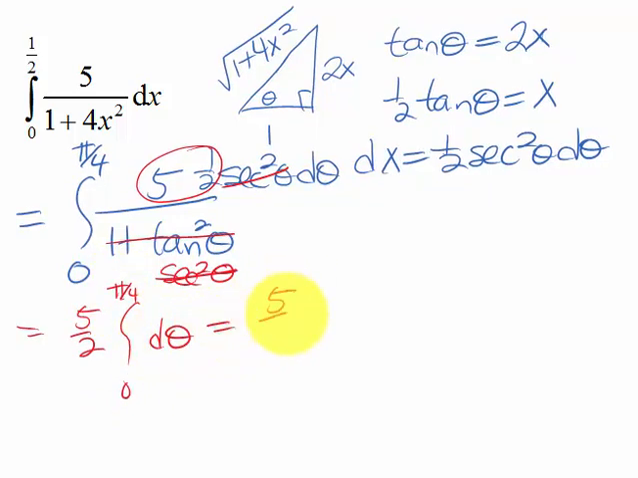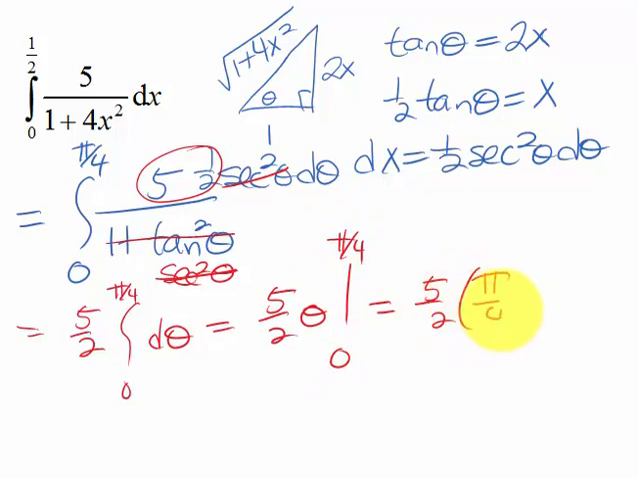So that's going to be 5/2 theta evaluated from 0 to pi over 4. So that's going to be 5/2 multiplied by pi over 4, and the lower limit is just going to be 0. So we have our answer. That's just going to be 5 pi over 8.